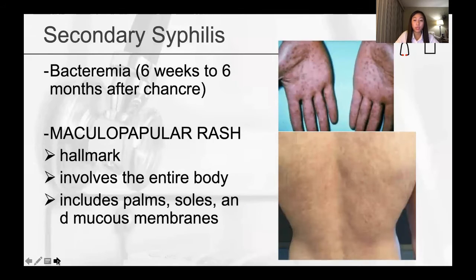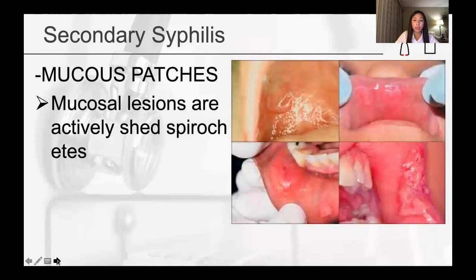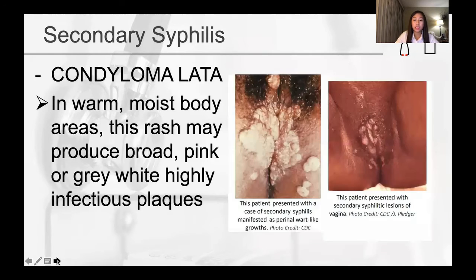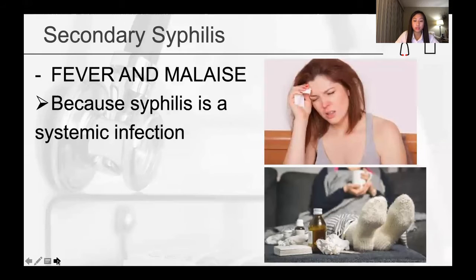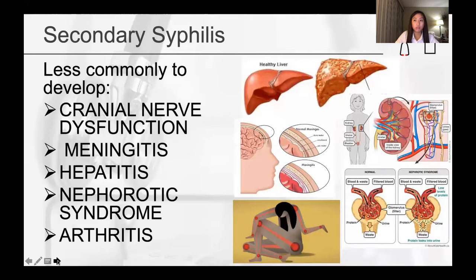Secondary syphilis or disseminated stage develops 6 weeks to 6 months after the chancre appears. Its hallmark is maculopapular rash, which involves the entire body. Mucosal lesions called mucous patches actively shed spirochetes. Seen on genitals, anal region, and armpits are highly infectious plaques called condyloma lata. Because syphilis is a systemic infection, other manifestations may include fever and malaise. Less commonly, cranial nerve dysfunctions, meningitis, hepatitis, nephrotic syndrome, and arthritis can develop.